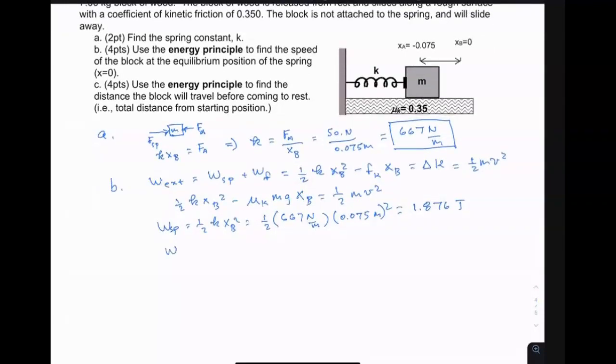The work done by friction is equal to minus mu sub k, which is 0.350, times the mass, which is 7.00 kilograms, times g, 9.8 meters per second squared, times the distance, 0.075 meters. And I calculate that as minus 1.801.